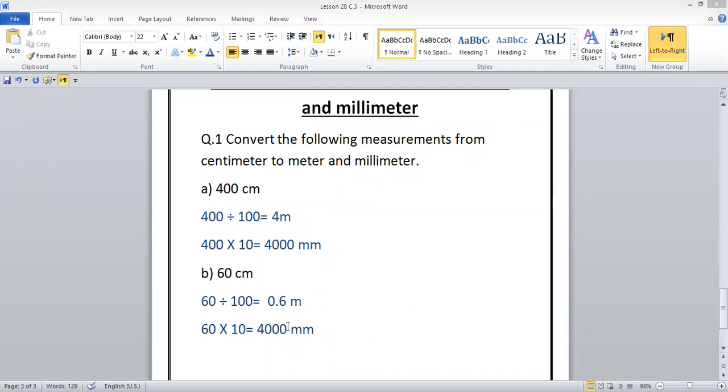0.6 meter, and this will become 60 multiplied by 10 is equals to 600 millimeter.